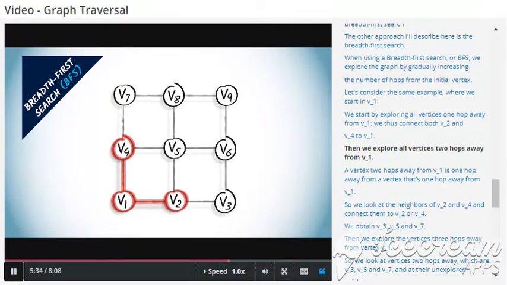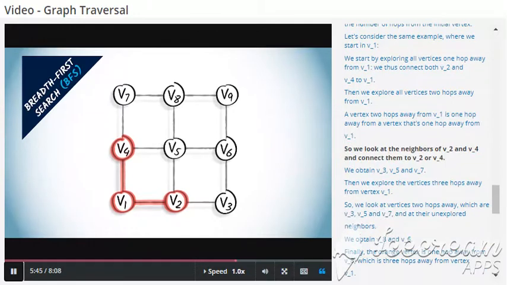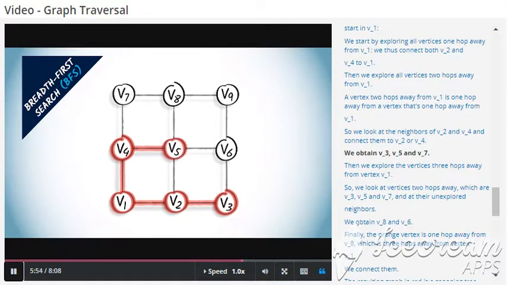Then we explore all vertices 2 hops away from V1. A vertex 2 hops away from V1 is 1 hop away from a vertex that's 1 hop away from V1. So we look at the neighbors of V2 and V4 and connect them to V2 or V4. We obtain V3, V5 and V7.